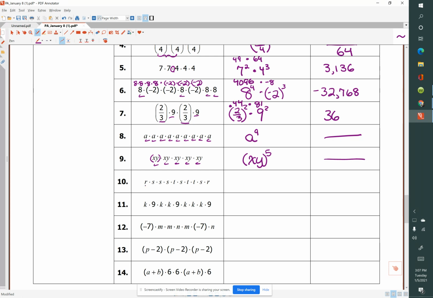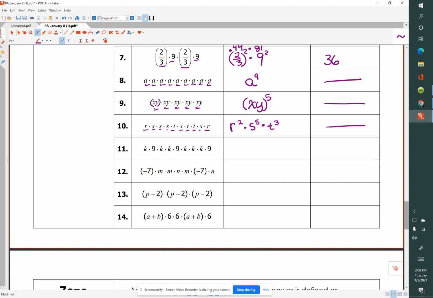Here we have to carefully count our r's, and I'm going to go in alphabetical order. I have R, S, and T. I've got 1, 2 r's, and everything is being multiplied. So that's r to the second times 1, 2, 3, 4, 5 s's, so that's times s to the 5th times 1, 2, 3 t's, which is t to the 3rd. And again, no standard notation for that.